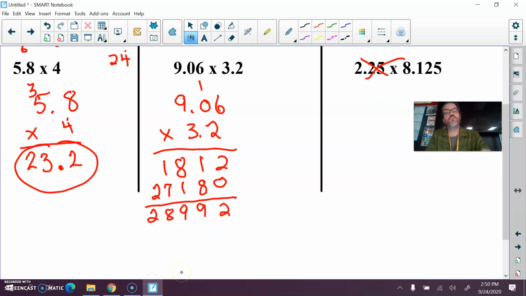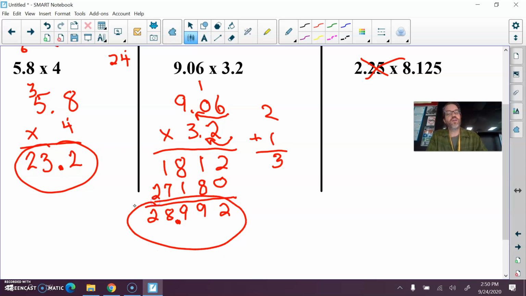Well, I'll go back to the original problem. I have 2 decimal places here. It's in 2 spaces. And I'm in 1 space here. I have 1 decimal place here. And so I have a total here of 3 decimal places. And so I'm going to go in 1, 2, 3 spaces here as well. And I get my answer, 28.992, or 28 and 992 thousandths.